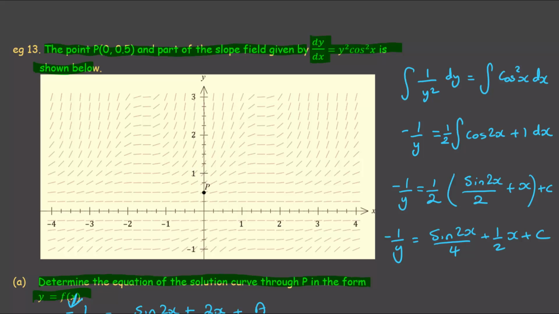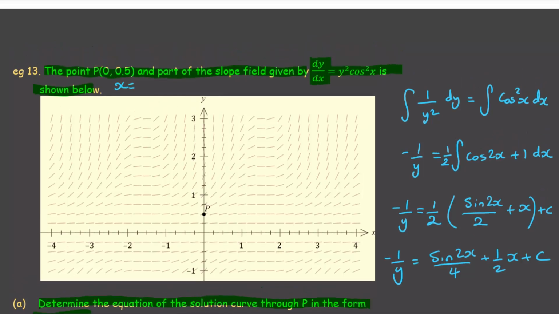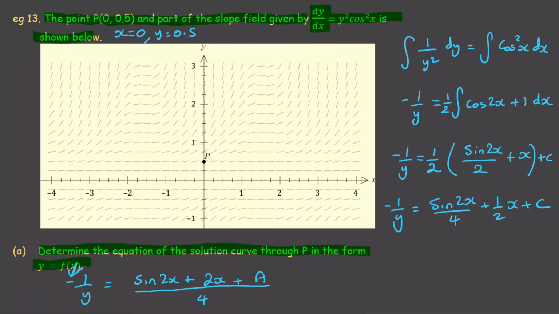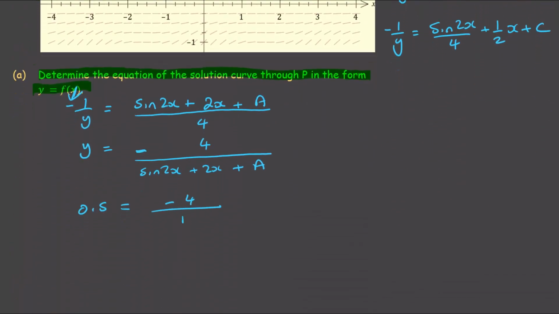Now to work out that constant a, we have x is equal to 0, y is equal to 0.5. So 0.5 is equal to negative 4 over, and it was x equals 0, sine of 0 is 0, so that will be over a, and that would give us that a is equal to negative 8. So we're going to have y is negative 4 over sine 2x plus 2x, take away 8.